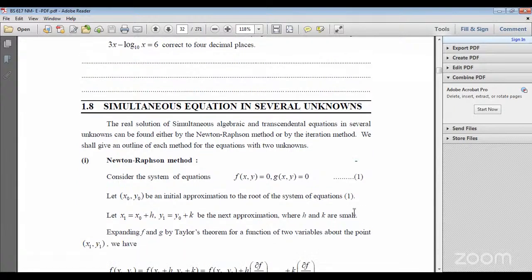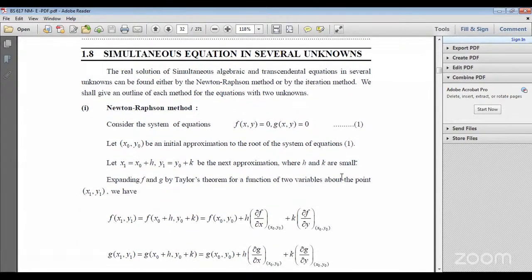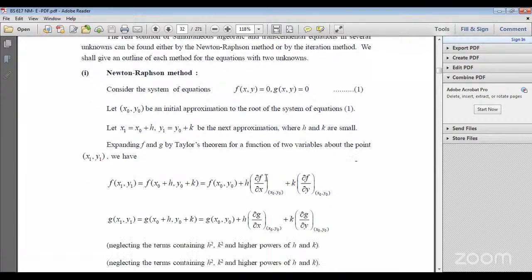Newton-Raphson method. Consider the system of equations f(x, y) = 0, g(x, y) = 0, and let (x0, y0) be an initial approximation to the root. We are taking here the system of equations that x1 is equal to x0 plus h and y1 is equal to y0 plus k, with approximation where h and k are small. Expanding f and g by Taylor's theorem for functions of two variables about (x0, y0).